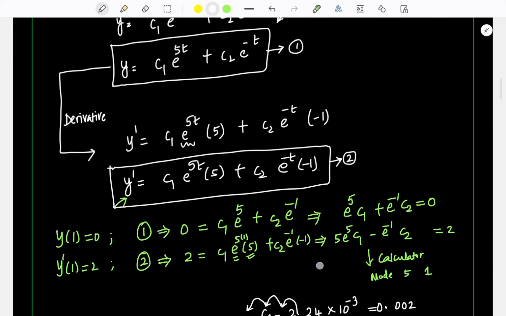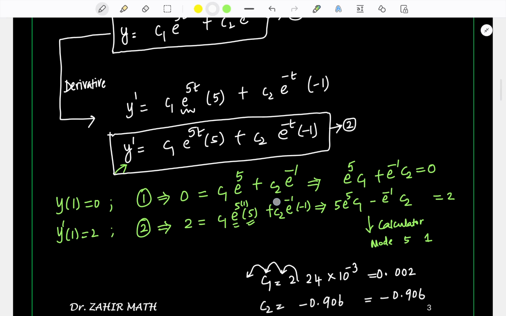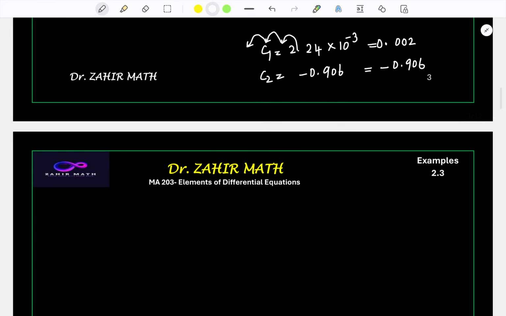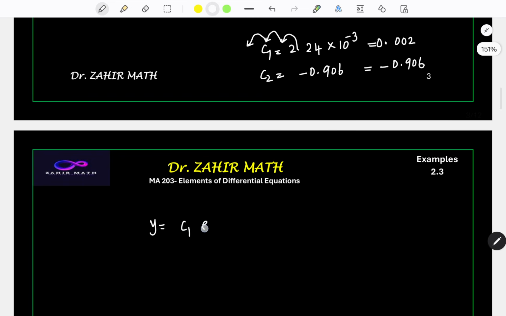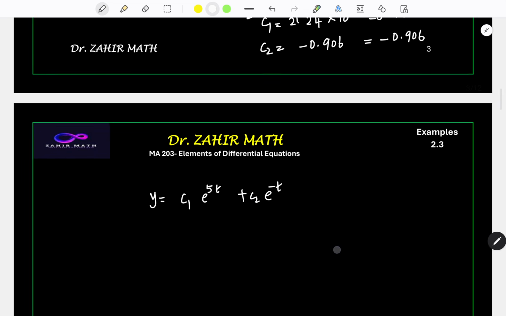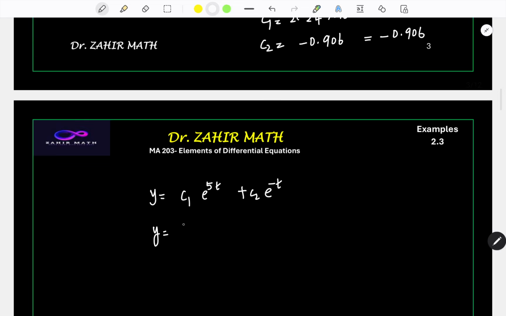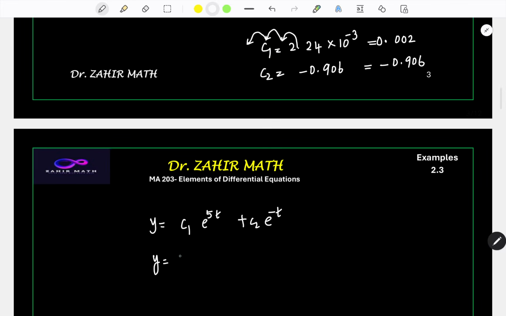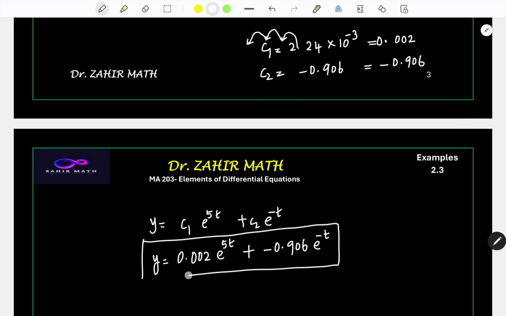So now we need to write the solution. This is your solution 1. What is your solution? Y is equal to C1 e power 5t plus C2 e power minus t. So y equals your C1, which just now we got 0.002 e power 5t, and C2 is negative 0.906 e power minus t. So this is the solution of this differential equation. Right? Yes, let's go to the next question.